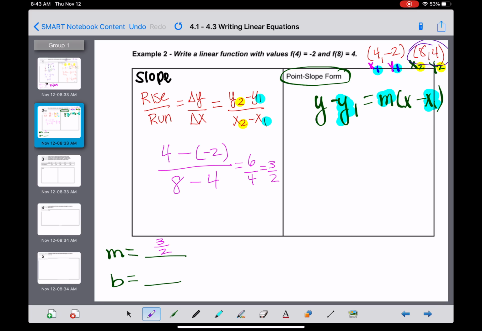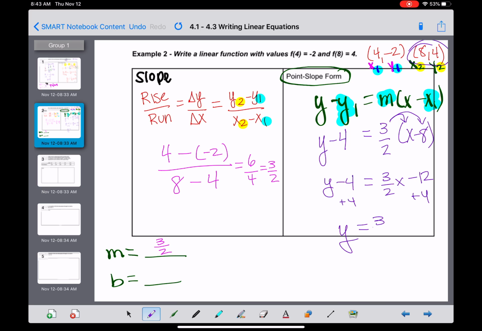So I'm going to substitute in y minus 4 is equal to the slope that we just found, times x minus 8. Two steps. I'm going to distribute. That leaves me with 3/2 x minus 12. And then add 4 to both sides. So my final line is y equals 3/2 x minus 8.